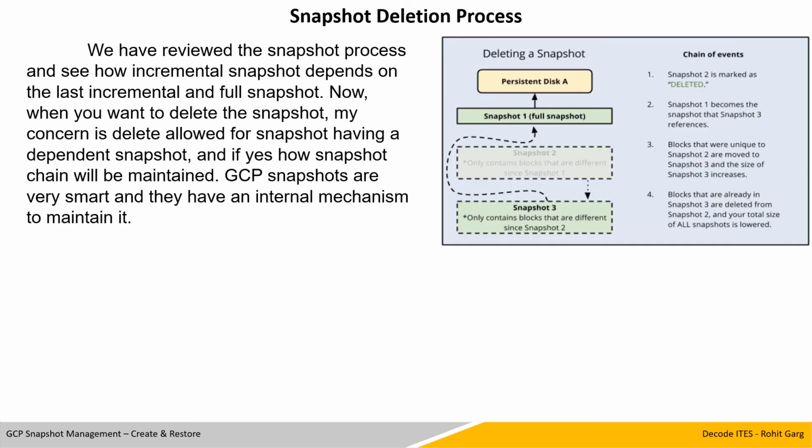Snapshot deletion process. We have reviewed the snapshot process and seen how an incremental snapshot depends on the last incremental or full snapshot. Now, when you want to delete a snapshot, my concern is: is delete allowed for a snapshot having a dependent snapshot? And if yes, how will the snapshot chain be maintained? GCP snapshots are very smart and they have an internal mechanism to maintain it.